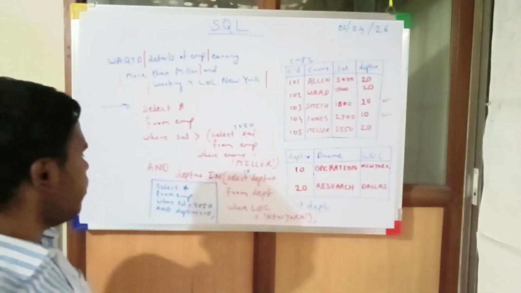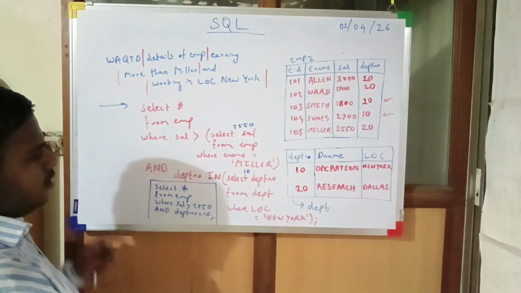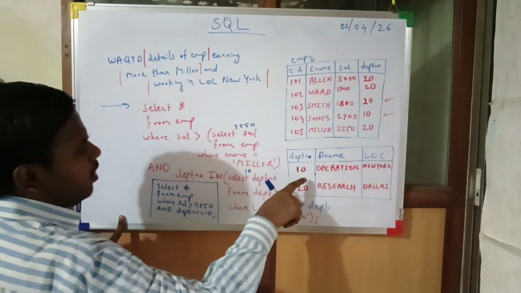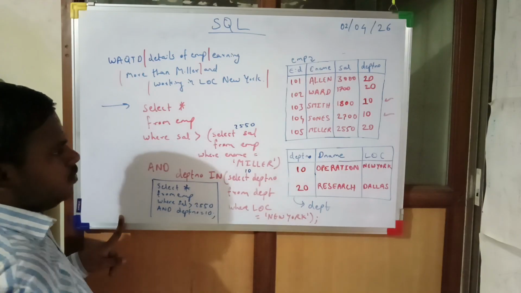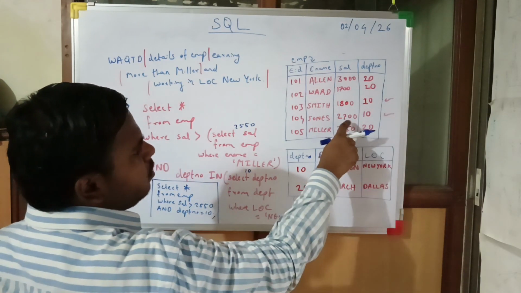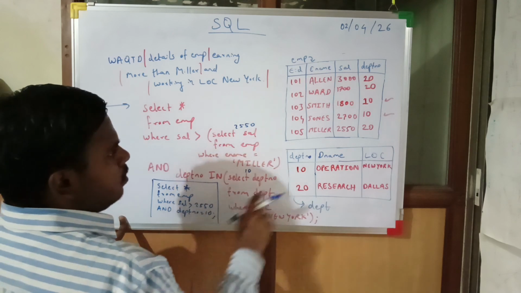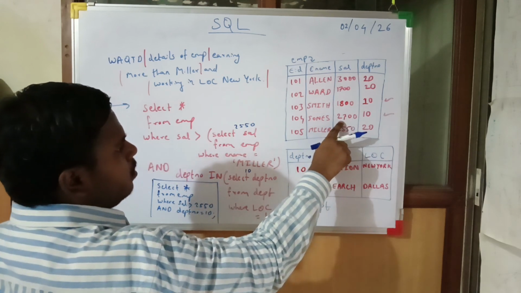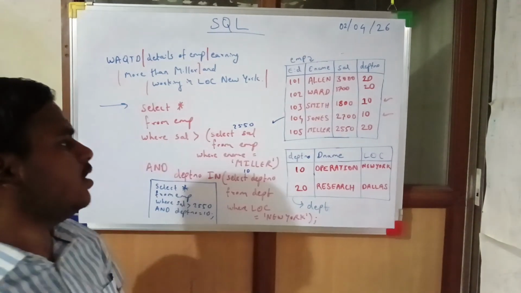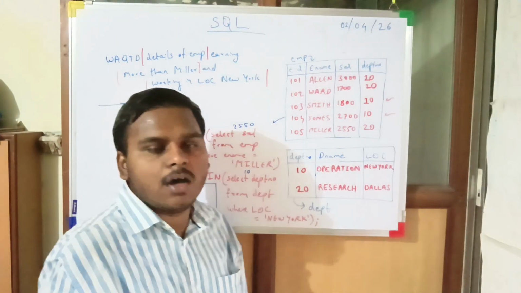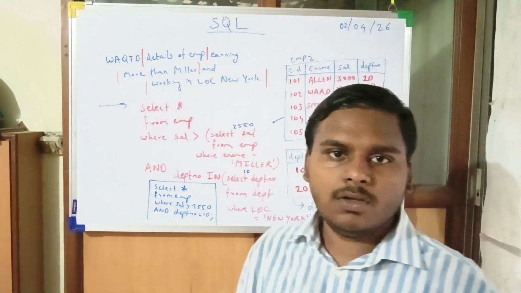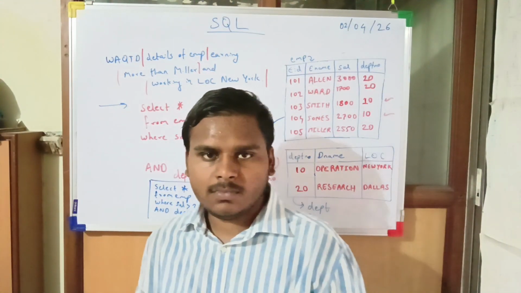So how does it work? First, this subquery will give department number 10, because the New York location is department 10, and the salary is 2550. So for department number 10, 2 records are there with salary greater than 2550, which is 2700. Jones, the fourth record, will be displayed as the final output. I hope you have got an idea about how to write the query for case 2 subquery.